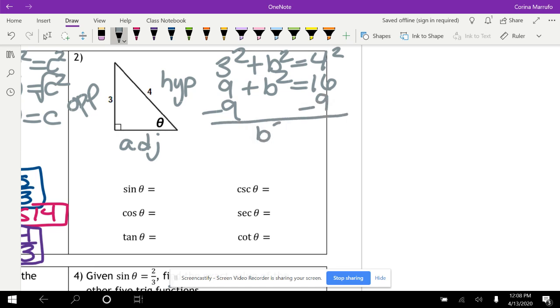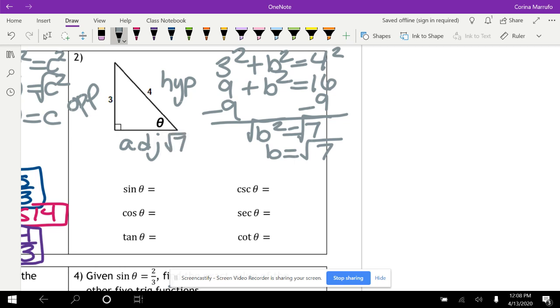And we get b squared equals 16 minus 9, which gives us 7. And then we take the square root. We're going to leave this in radical form, so b equals the square root of 7. Okay, so that's our adjacent side right here, the square root of 7.